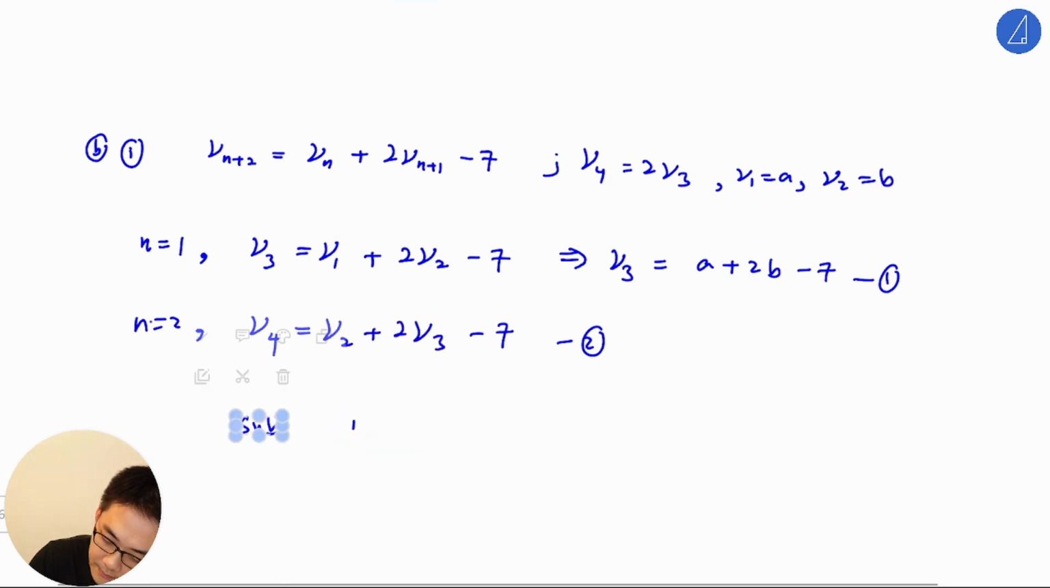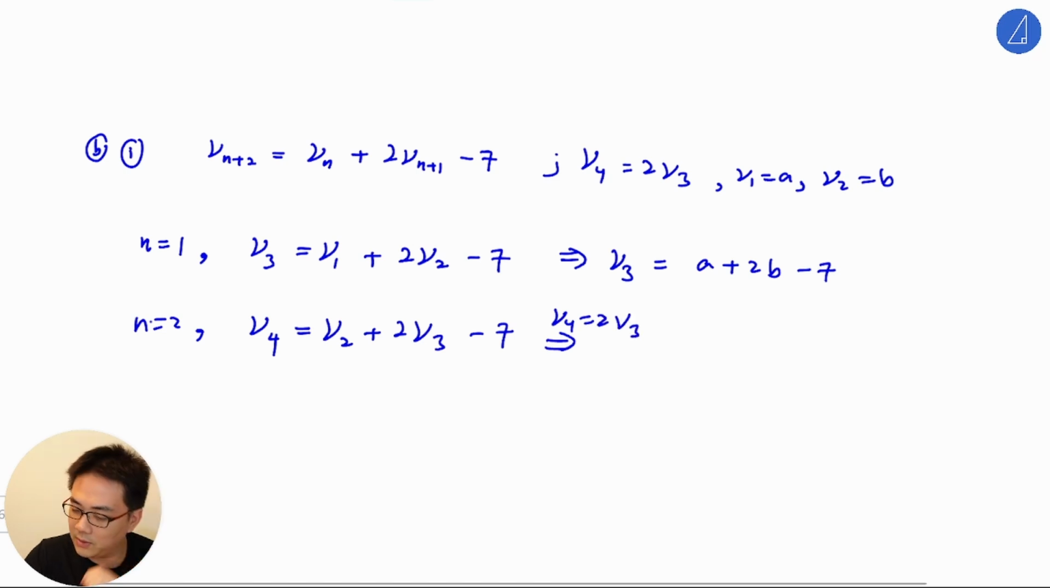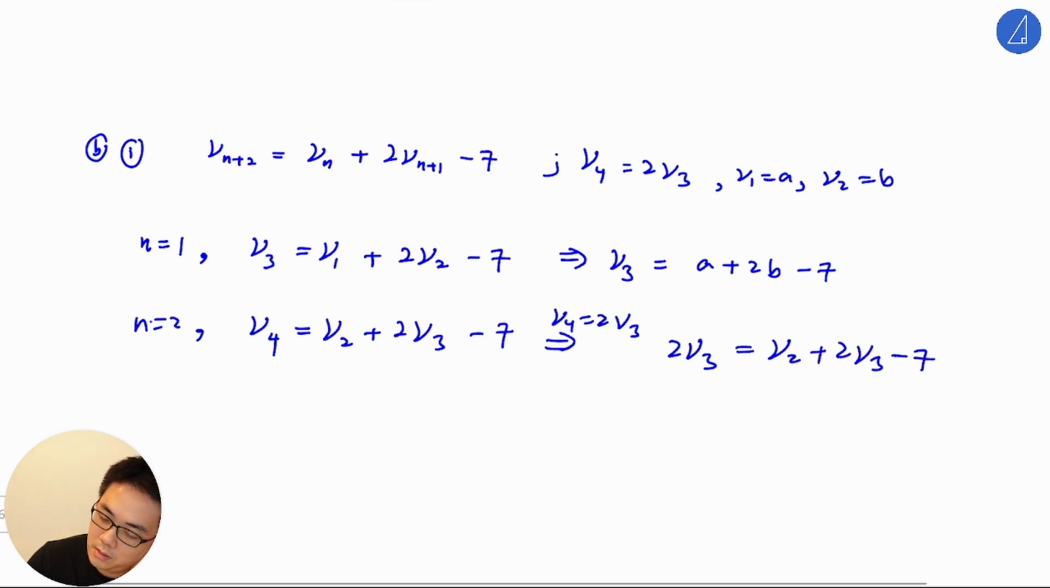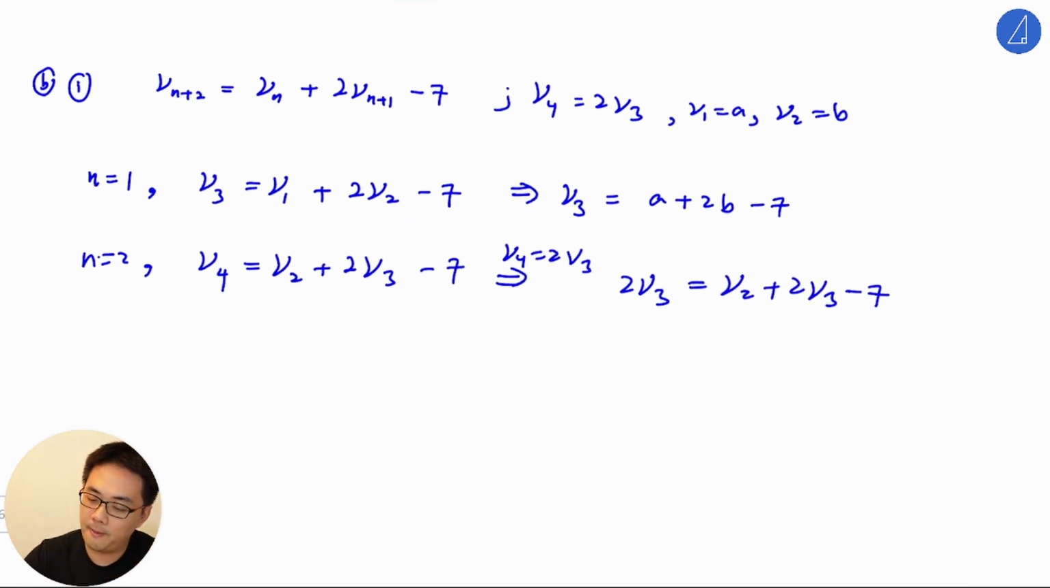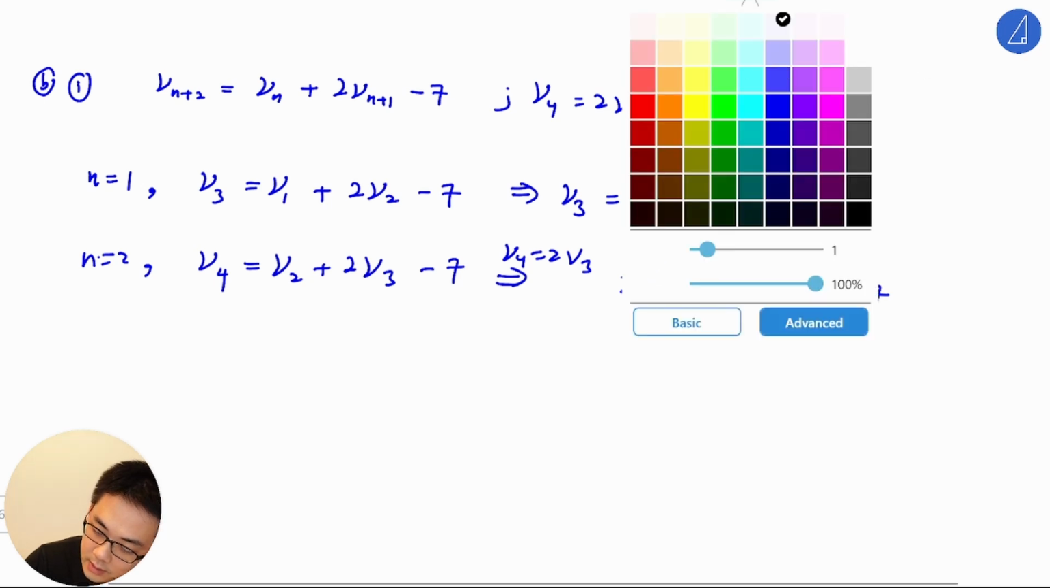Or rather sub. Sub. Then from here, simplify this first. V4 equals 2V3. It's SOLE, I think. 2V3. Yeah, then you know that 2V3. Oh, right. Nice. Cancel.